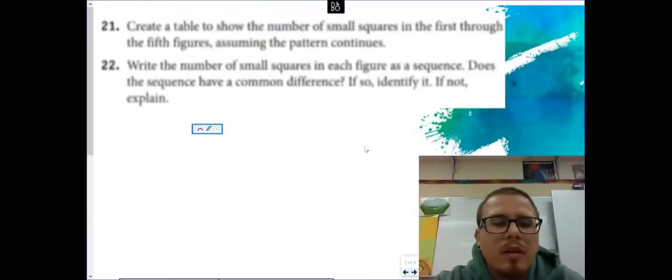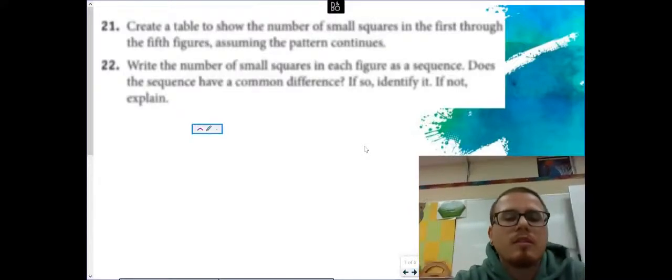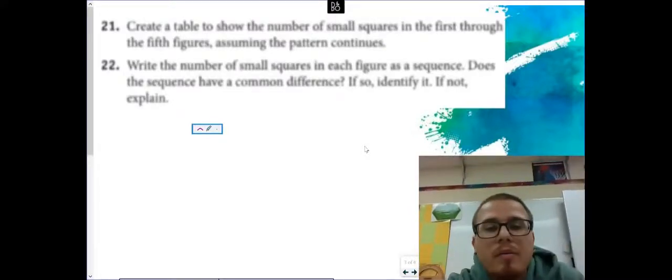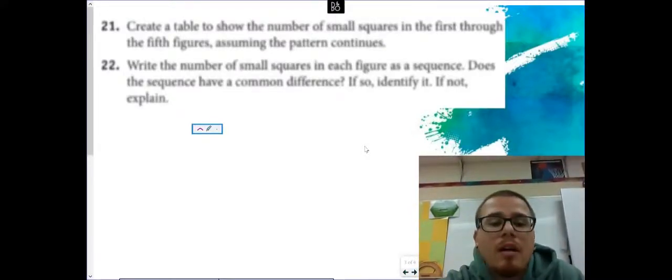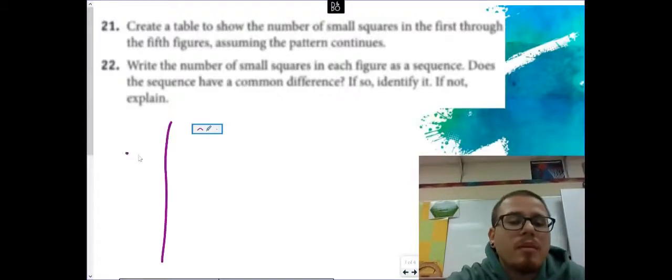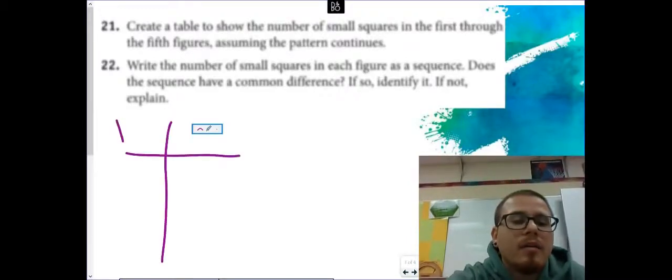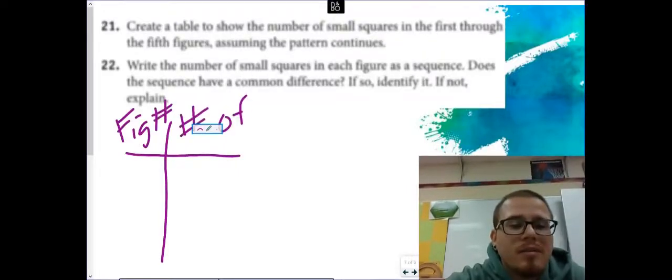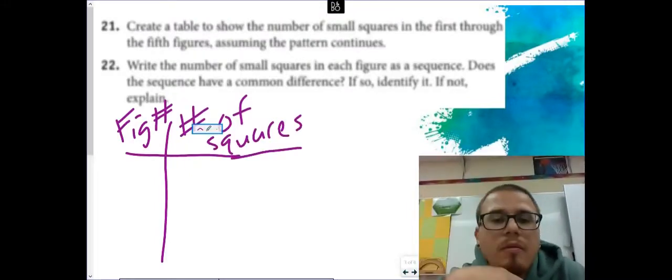It's blurry, but we're gonna make a table first. The first thing to do when you make a table is figure out what's your independent variable and what's your dependent variable. In this one, my x is going to be the figure number, and my y is going to be the number of squares. I know this because the number of squares is going to go up or down based on my figure number. It's not the greatest, I know, but let's work with it.